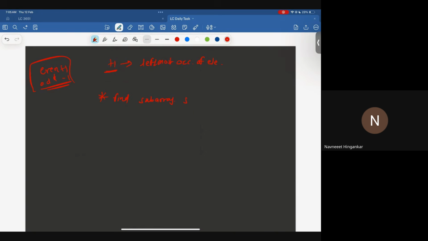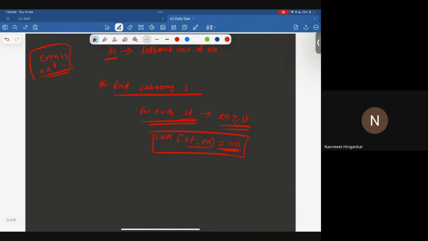So what I need to do is the same thing, but I will write it a little bit in a data structure way, right? For each start, you could say I need to find some end greater than or equal to start, such that sum of start comma end equals 0. Now this sounds very simple, but it is not. It is not very simple, because the moment I said equal to 0, my task becomes very difficult, right?